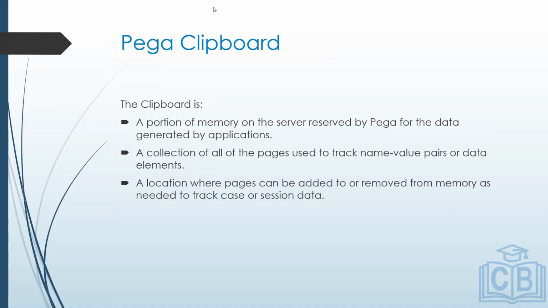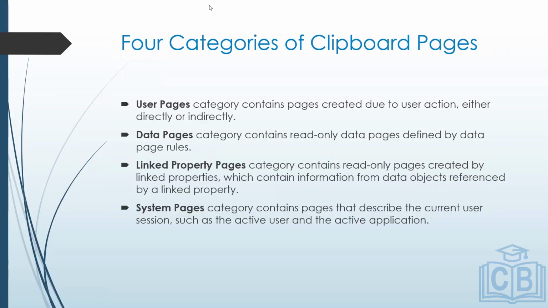Thank you. Within the clipboard, if you observe, you get to see a lot of pages. Pages, as in not the page concept that we discussed yesterday. A page here is a collection of data elements, you could say. There are a lot of pages within the clipboard, but what we are interested in is these 4 categories of clipboard pages. I have user pages, then data pages, then some linked property pages and system pages. Now, what are these? How is each one of them significant?